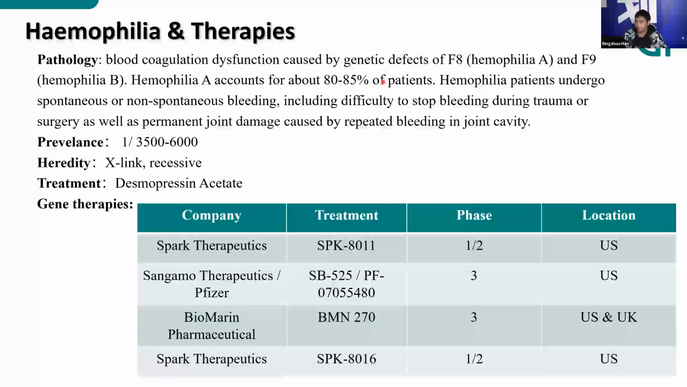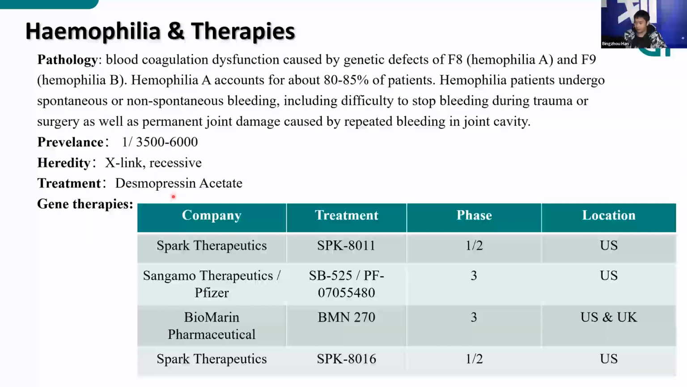Hemophilia patients undergo spontaneous or non-spontaneous bleeding, including difficulty stopping bleeding during trauma or surgery, as well as permanent joint damage. The prevalence is as high as DMD, which is a very large number, and it is also recessively inherited. The general treatment of hemophilia is desmopressin acetate, which helps people coagulate their blood when they are bleeding. However, this is just a treatment for when we have bleeding, and it won't be a permanent strategy to cure hemophilia.